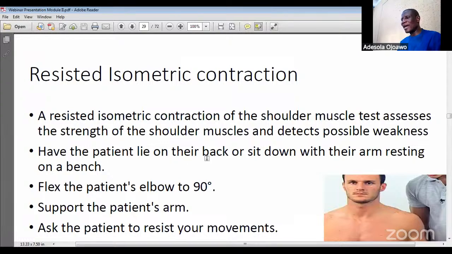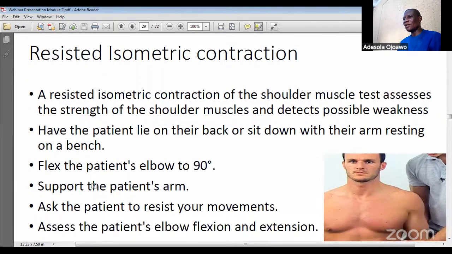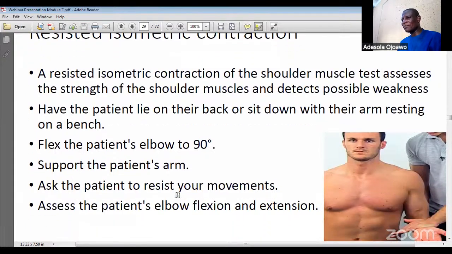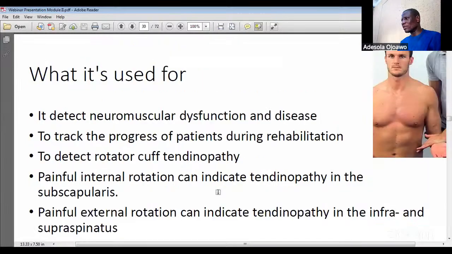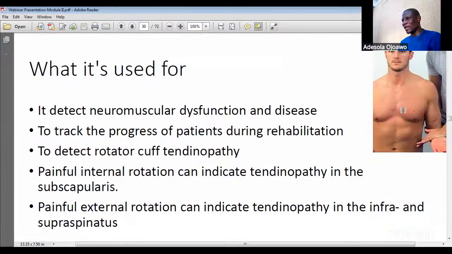Have the patient lie on their back or sit down with their arm resting on a bench. Place the patient's elbow at 90 degrees, support the patient's arm. Do you understand? Ask the patient to resist your movement. Then ask the patient to flex and extend the elbow. So in that, this is what I'm trying to say here. So you resist the movement.